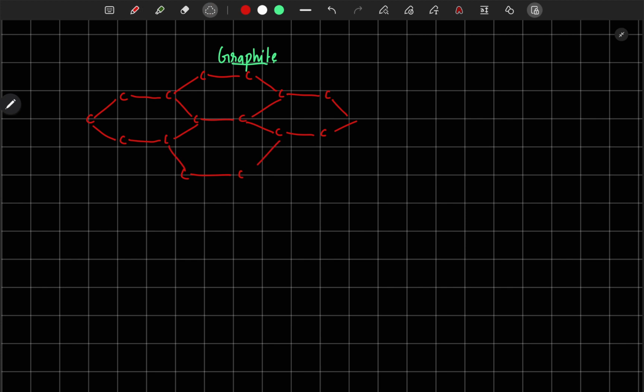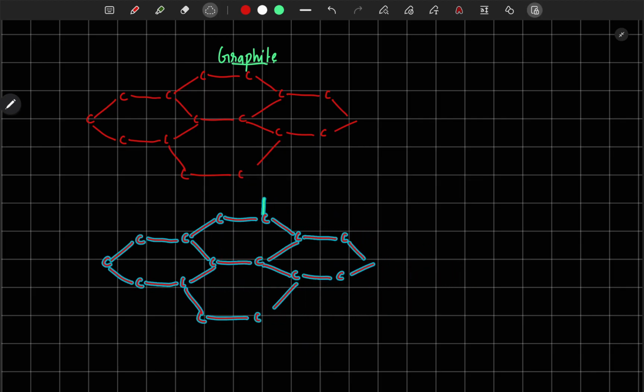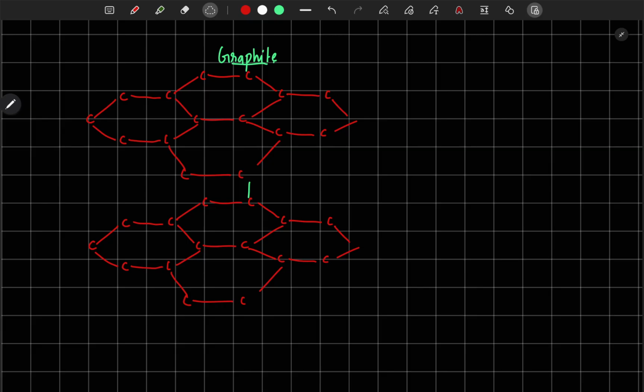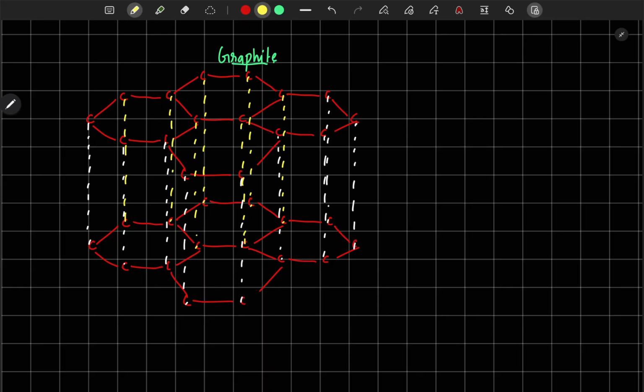The next thing is, a number of layers will come above and below it, just like this. So this is another graphite layer. And the important thing is that there is a small interaction between these different layers. I will draw these lines to show the interaction. All these lines represent a small force of interaction between the different layers.